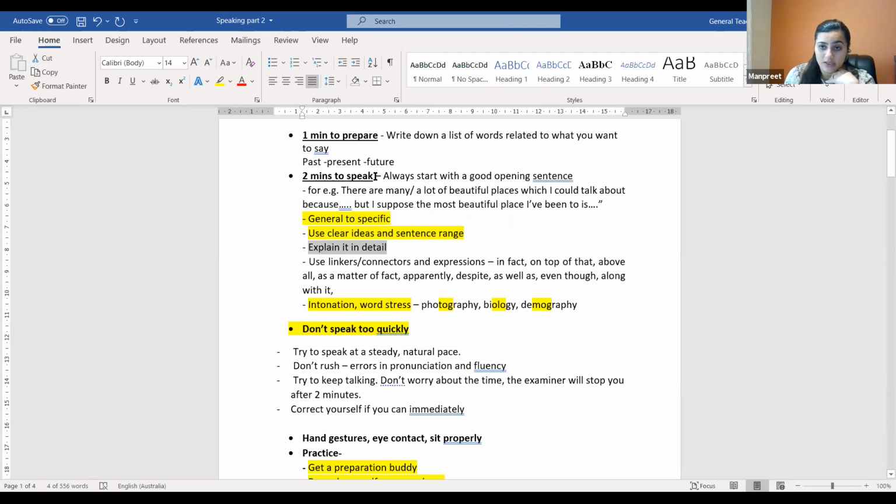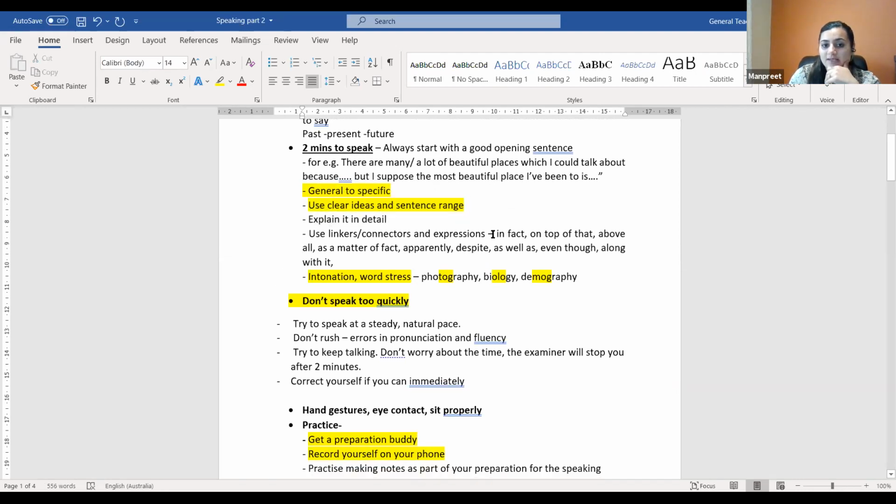When you're actually doing the speaking, 2 minutes can be a lot of time. You'll feel it's just not finishing. So that's why you will have to explain everything in detail. And to make your sentences complex or compound, you will have to use these expressions.